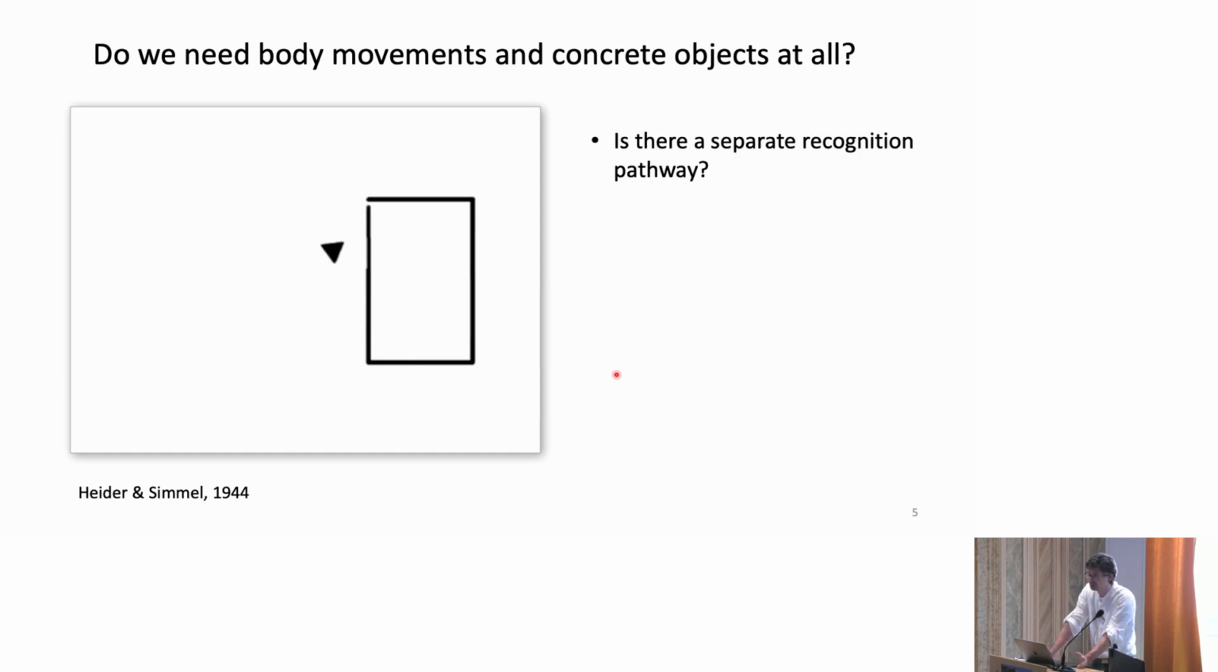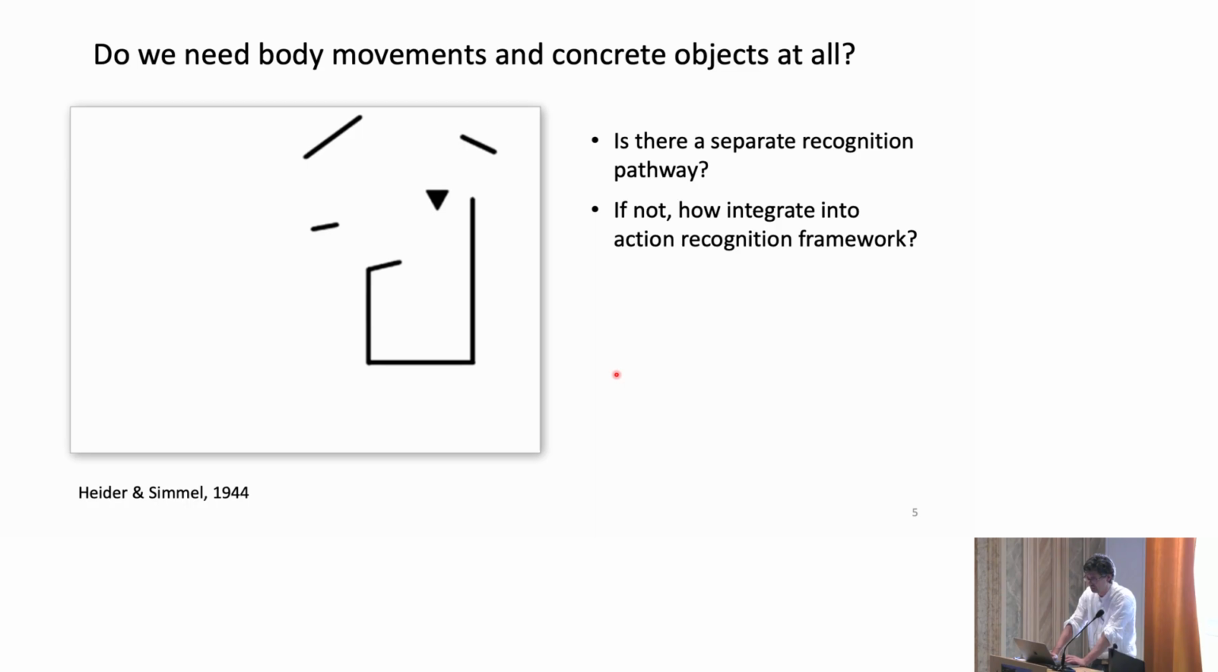So one could argue perhaps there's a second separate mechanism, a separate pathway for recognizing such stimuli. Now, I would argue that this is unlikely because we so effortlessly and automatically activate the action concept that it seems that we have already a system that is specialized for recognizing the underlying actions. But then, how do we integrate these extreme examples in an action recognition framework?